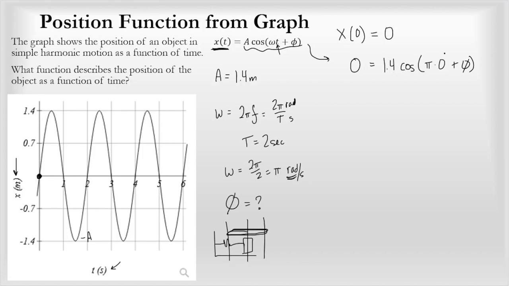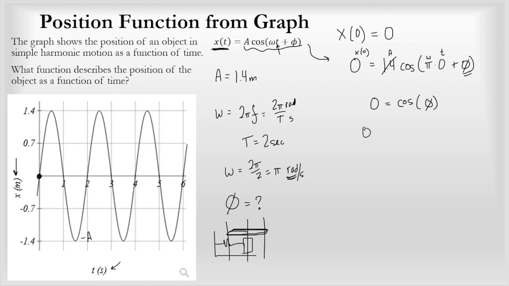Do you all see how I did that? I have t equals 0. I have position equals 0. x of 0 equals 0. I have my amplitude in here. I have my omega in here. The only thing I don't know in this equation is phi. So let's do some algebra. If it's equal to 0, I'm going to notice that this constant term out front doesn't matter. So I'll get 0 equals cosine of pi times 0, which is 0, so I just get cosine phi here.